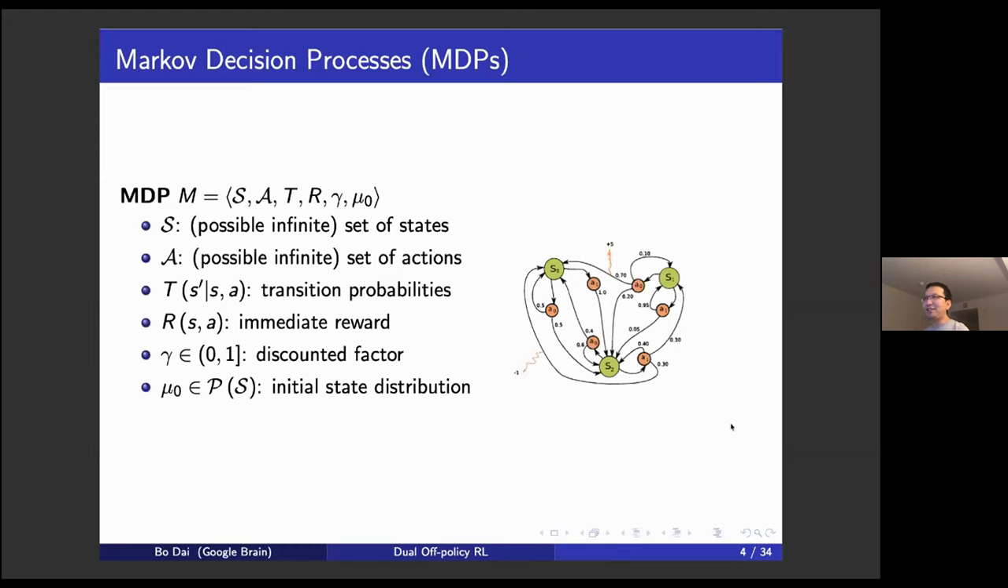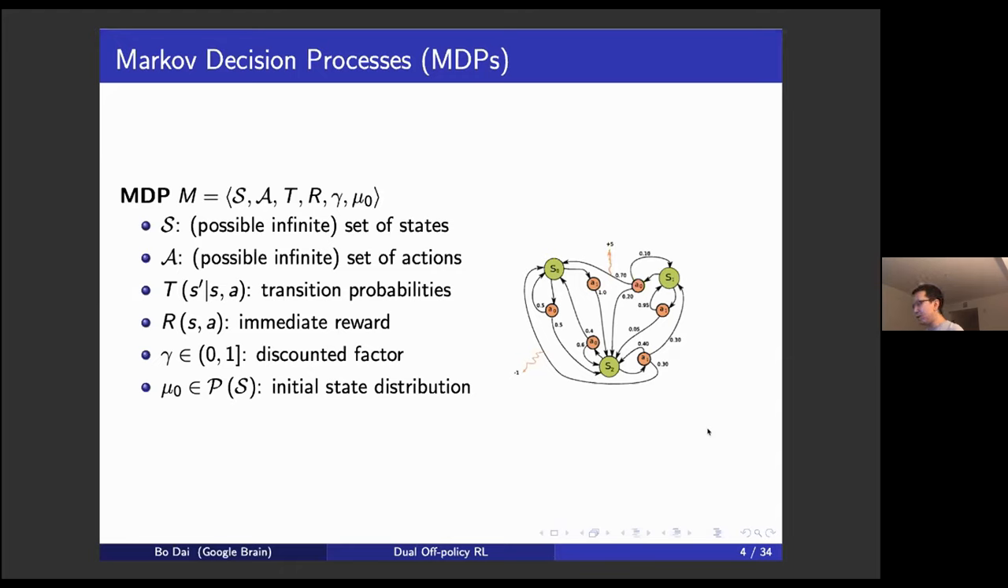So basically, in the first section, first I will introduce Markov decision processes. That's the basic model for reinforcement learning. I denote the MDP M here as a tuple. It includes S as the set of states, A as the set of actions, T as the transition probabilities, and R as the immediate reward. Because in this talk I will mainly consider the infinite horizon MDP, I will introduce a gamma.